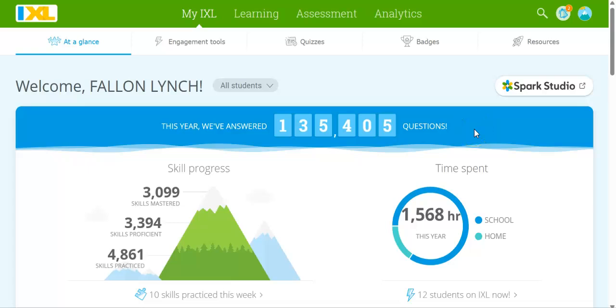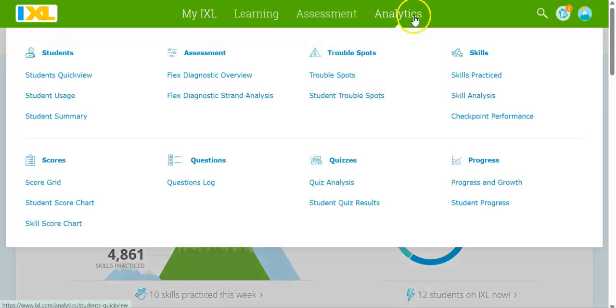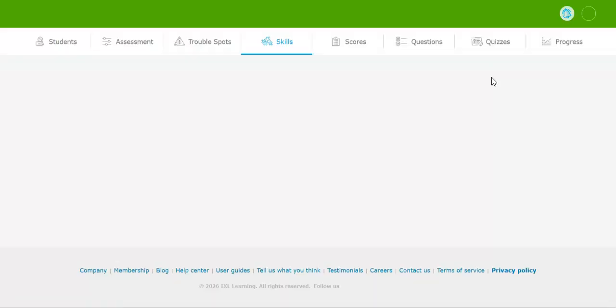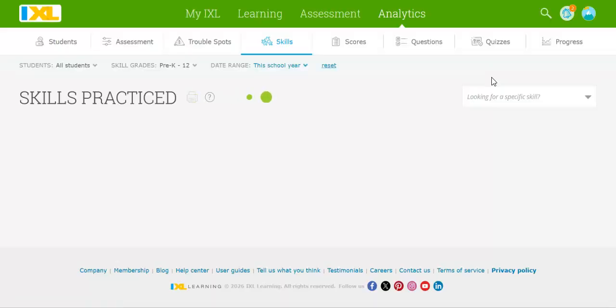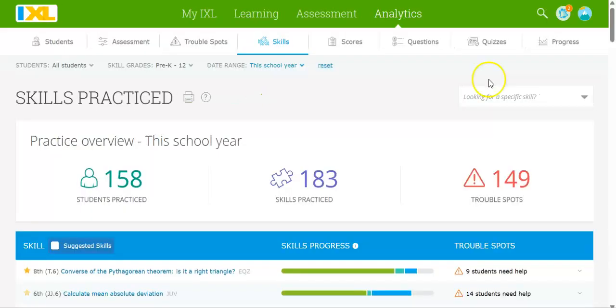Now we're in IXL, so let's take a look at skills practiced and skills analysis. If you go up to Analytics off your dashboard, you're going to see over here to the right, skills practice and skills analysis. We're going to start with skills practiced. If you want to see what skills your students have practiced on this year so far, it's all right here.